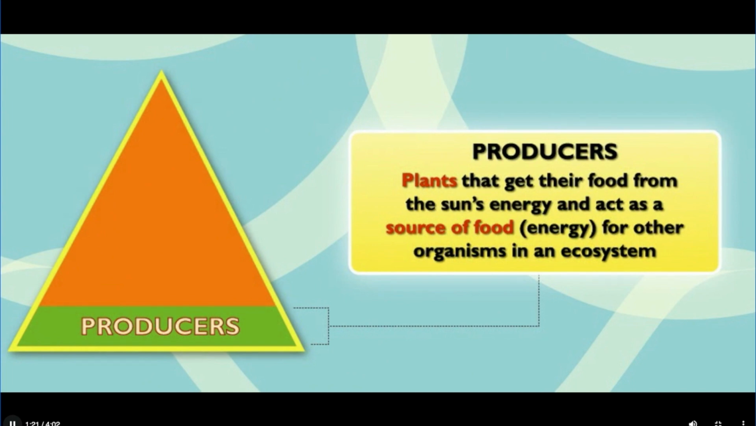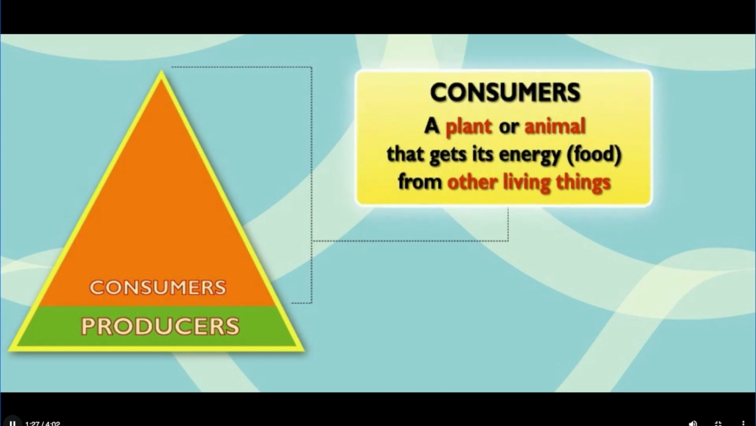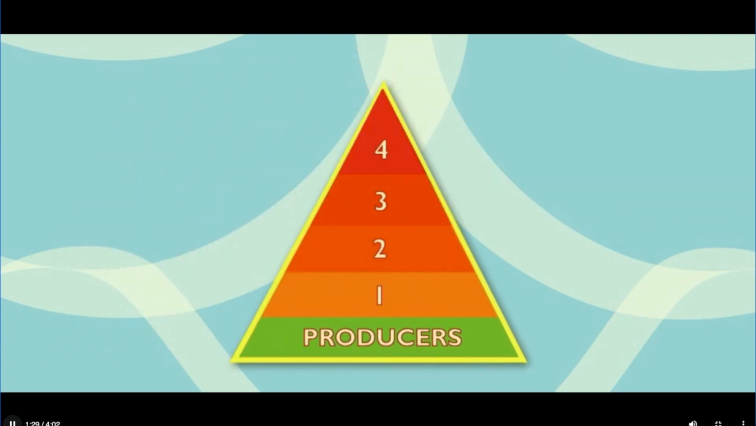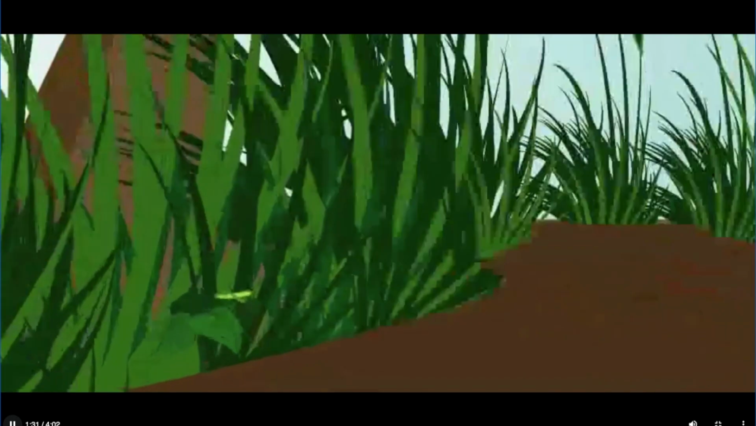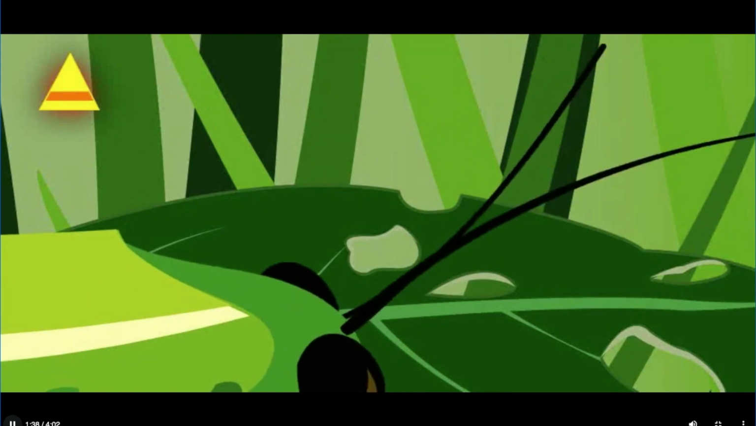The rest of the animals on the chain are called consumers. Consumers are plants or animals that get their energy by eating other living things. There must be a lot of consumers then. There are. The first level of consumers are called herbivores. Herbivores get their energy by eating plants. Crickets are herbivores.